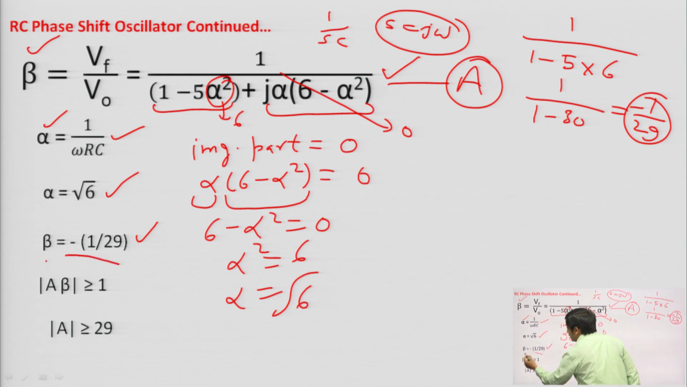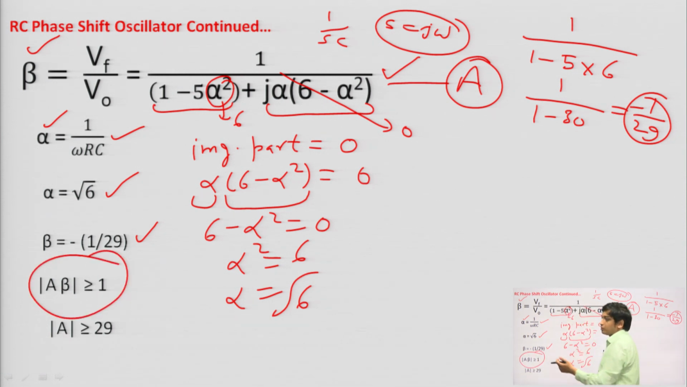and for sustained oscillation and to start the oscillation, the condition is mod A beta should be greater than or equal to 1. Initially, we take mod A beta greater than 1 to start the oscillations. After that, to get the sustained oscillation, the circuit adjusts itself to mod A beta equal to 1 with the help of an additional circuit, that is your limiter circuit. So, what should be the value of mod A? Mod A will be greater than or equal to 29, because there is a mod, so the negative sign will be eliminated. So, put the value of beta here, and we will get mod A greater than or equal to 29.